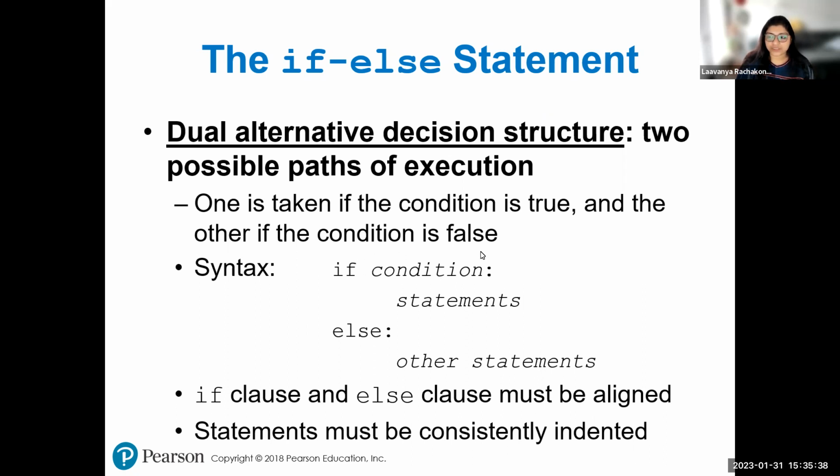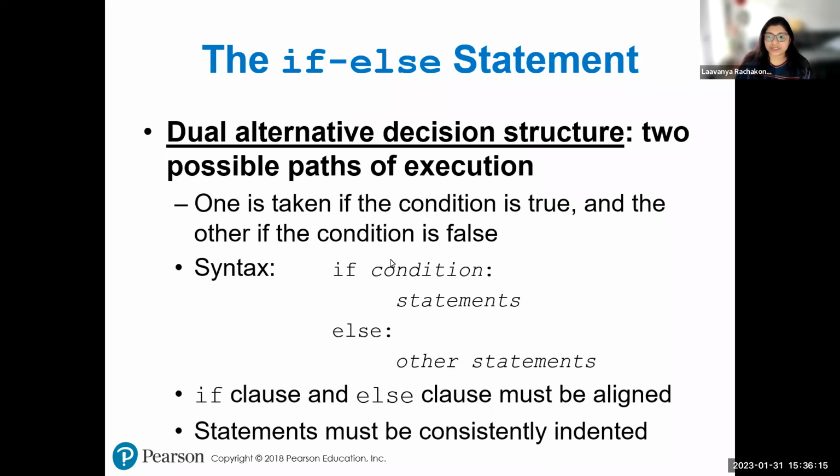So if this condition is true, then the statements underneath the if block will be executed. If this condition is false, then the statements underneath the if block will be skipped and the interpreter will move to the else block and will execute all the statements underneath the else block. Notice the indentation: the if and else are in the same line, and the statements underneath the if block and the else block are indented similarly. So you have to make sure that if and else are aligned and all the statements are consistently indented.